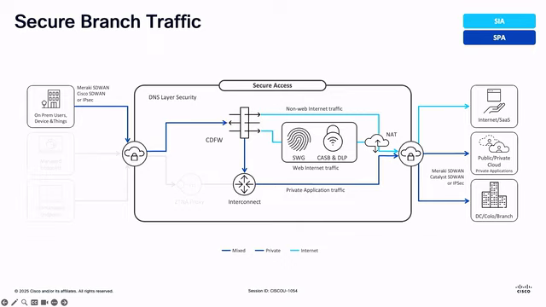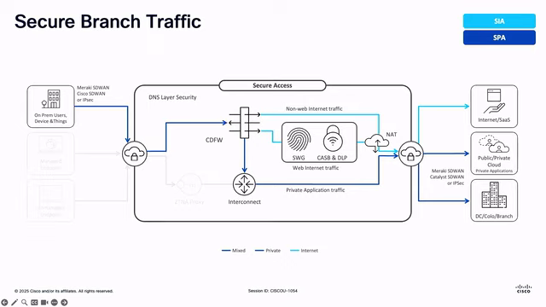So in this particular case, this is the secure branch office use case. On the left is where you would have your network device at the branch site. That could be, again, Meraki, Catalyst, could be a Cisco firewall. Basically any device that supports IPsec that can connect into Secure Access. Once that traffic enters Secure Access, it's going to be sent to the cloud-delivered firewall.